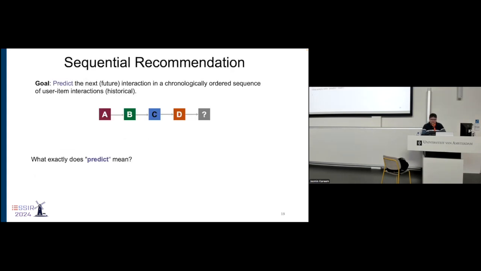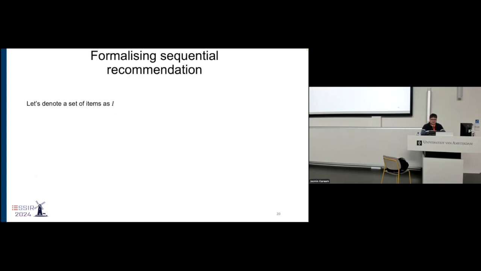Okay, so we want to predict the next item, right? Let's discuss what predict means. Before, when we were discussing matrix factorization type of models, predict meant predicting the rating of an item, so we wanted to minimize the discrepancy between predicted and actual rating. But now there are no explicit ratings. So what does it mean? Well, let's try to be a bit more formal here.